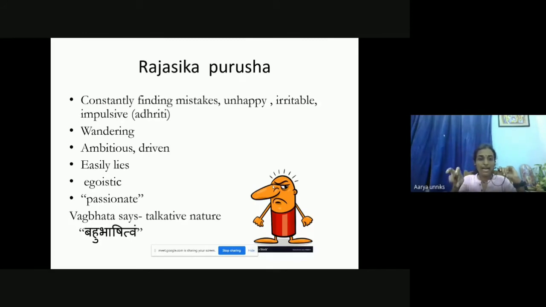And egoistic, passionate. The sattvika purusha is compassionate. He can include everyone. He can be loving to everyone. But this person loves only one, or he is attached to someone. And the others he cannot accept, maybe. So that is where passionate and compassionate differ. And Svagbada says about the talkative nature of Rajasika Purusha, which is also worthwhile mentioning here. Rajasam Bahubhashittvam Manakruddamba Mansara, says Svagbada. Bahubhashittvam, this is typical. We can easily identify those who are very talkative, ambitious, driven and competitive; such people are mostly Rajasika.